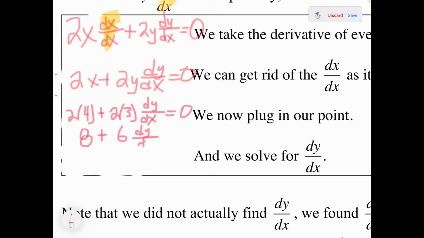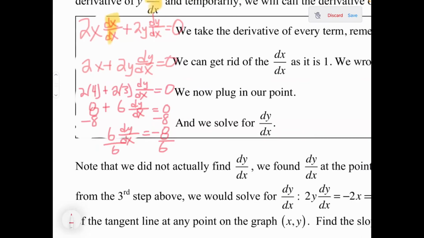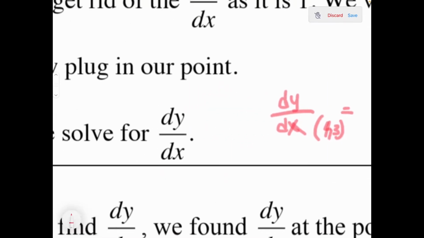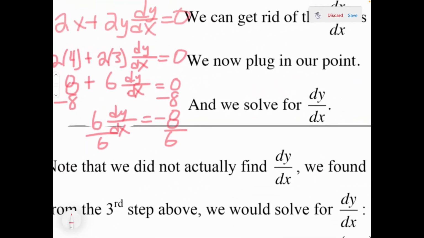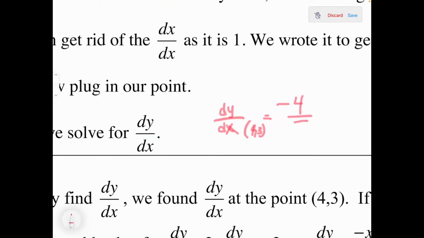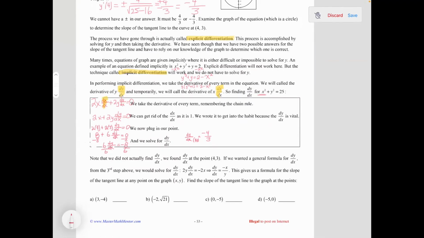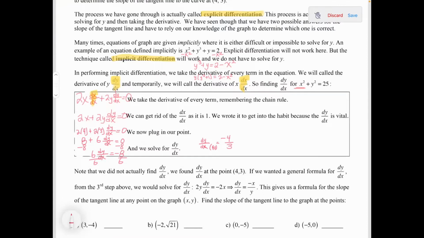We're going to treat dy/dx just like a variable, just like we were solving an equation. We subtract 8 from both sides. We get 6 dy/dx is equal to negative 8. We divide both sides by 6, and we get our derivative. Typically, we would write dy/dx at the point 4, 3 is equal to negative 8 over 6, which simplifies to negative 4 over 3. So we got the same answer as before, but we didn't have to worry about the sign. The sign just took care of itself.